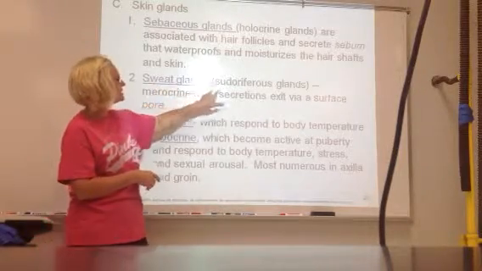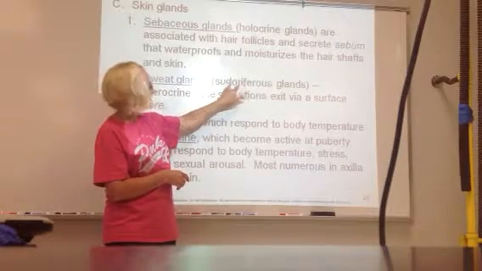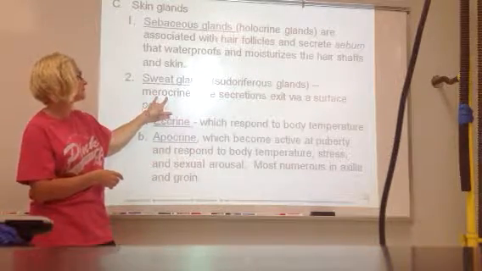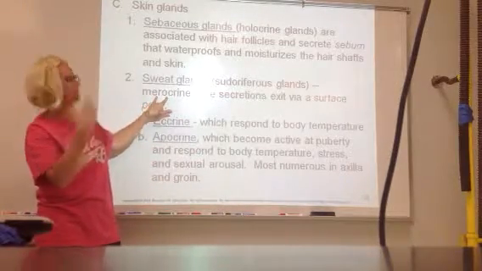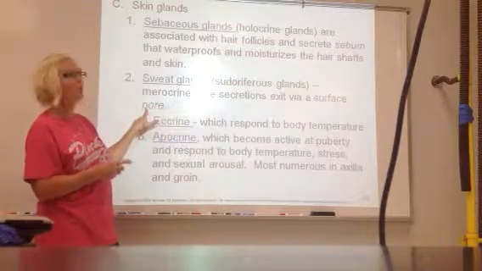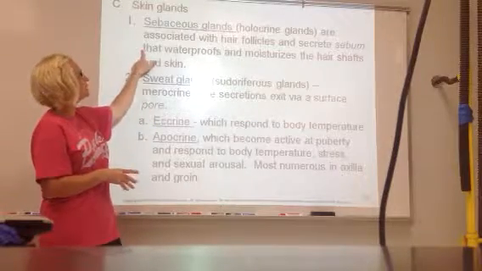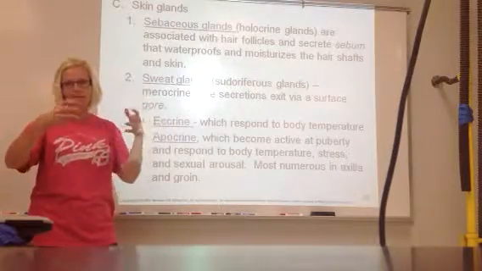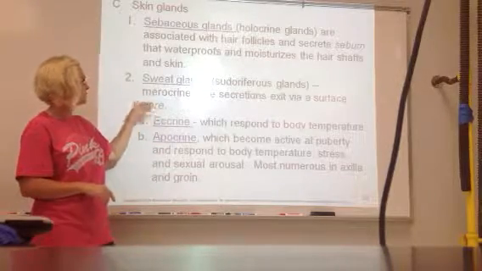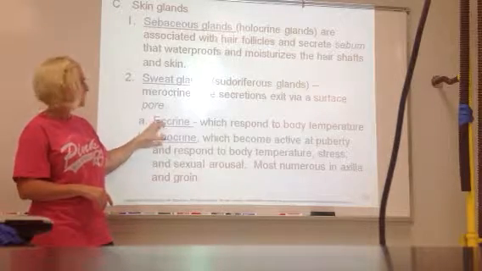Sweat glands. Sweat glands are merocrine glands, so they're not going to release entire cells. They release through a pore that's actually at the top of the skin. Sebaceous glands are basically going to secrete right at the bottom of the hair, whereas sweat glands actually come to the surface. There are two kinds of sweat glands.